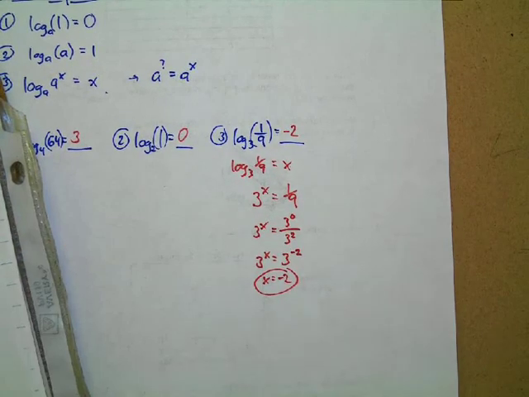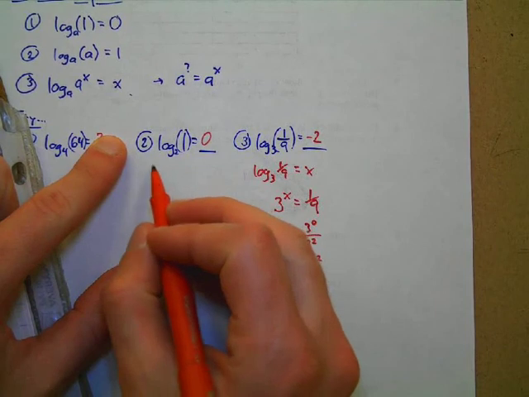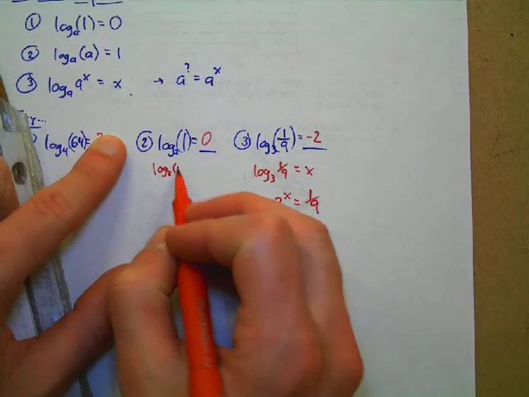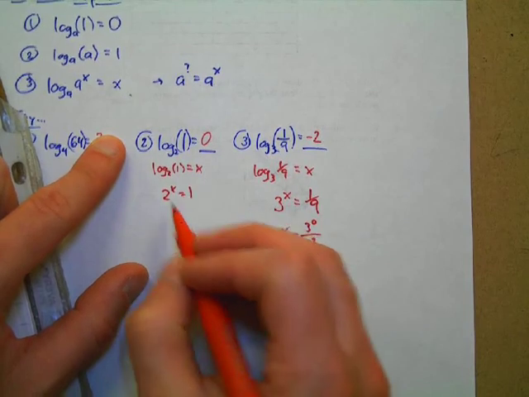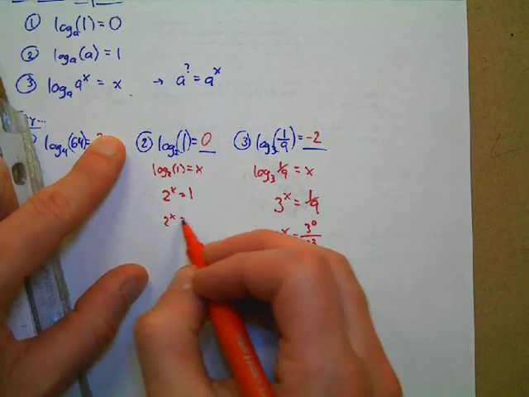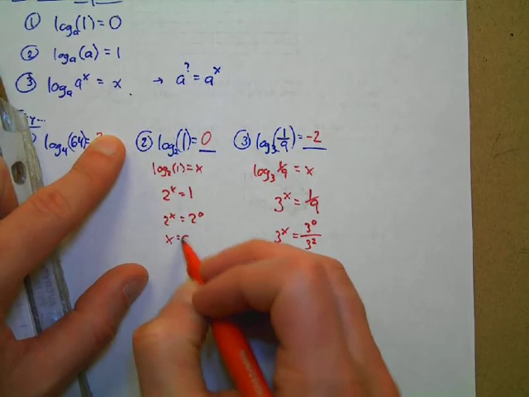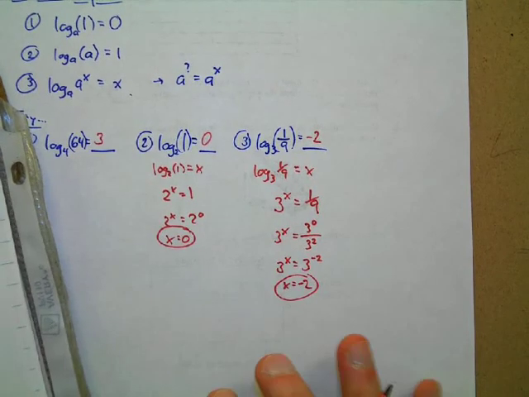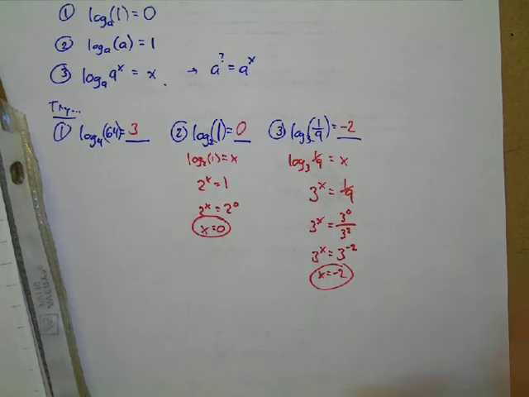You can do a similar thing here for number 2 as well, where you write log base 2 of 1 equals x, and you rewrite it as 2 to the x equals 1, and so 2 to the x equals 2 to the 0, right? Because 1 is the same thing as 2 to the 0, and aha, x is 0, and there you go. You can do a similar thing with number 1 as well if you really want to, where you can just realize that log base 4 of 64 is just 3.